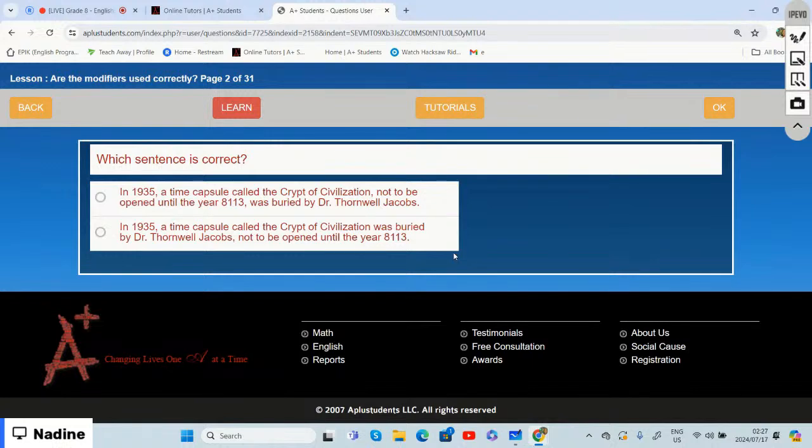In 1935, a time capsule called the Crypt of Civilization, not to be opened until year 8113, was buried by Dr. Thornwell Jacobs. Or we say in 1935, a time capsule called Crypt of Civilization was buried by Dr. Thornwell Jacobs, not to be opened until the year 13.